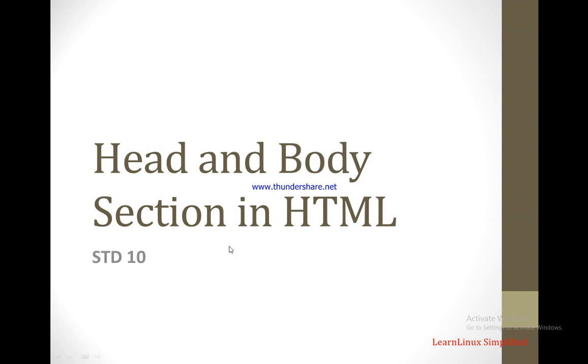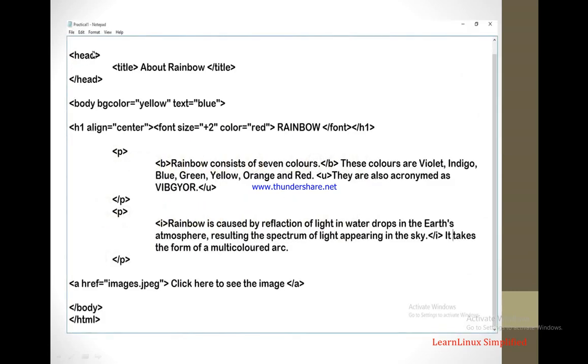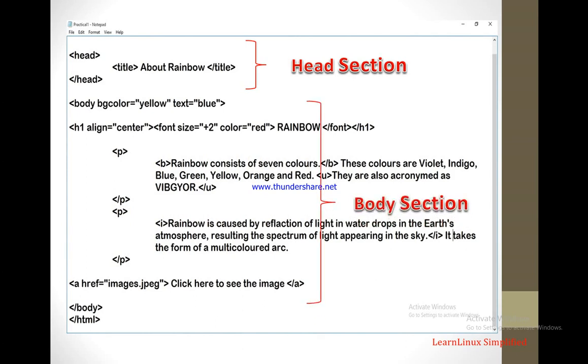Okay, before we start, let us see one basic practical coding of chapter number 1 and we can learn what is head section and what is body section. So here is a basic coding of chapter number 1. Here this part is your head section and this part is your body section. Roughly we can say the head and close head is a head section, body and close body is your body section. Okay, let's move to the head section.